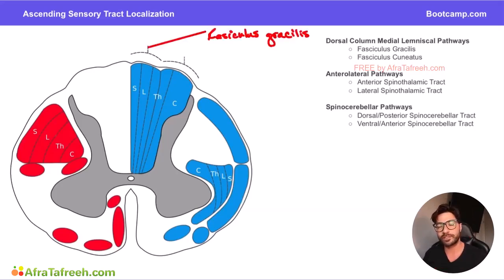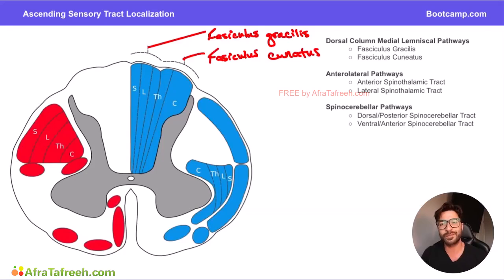And the fasciculus gracilis, we'll talk about this in more detail in future videos, but this is going to be carrying sensory information from the lower limbs. Just lateral to that, that's where we're going to find our fasciculus cuneatus. And the fasciculus cuneatus, this is going to be carrying sensory information from the upper limb.